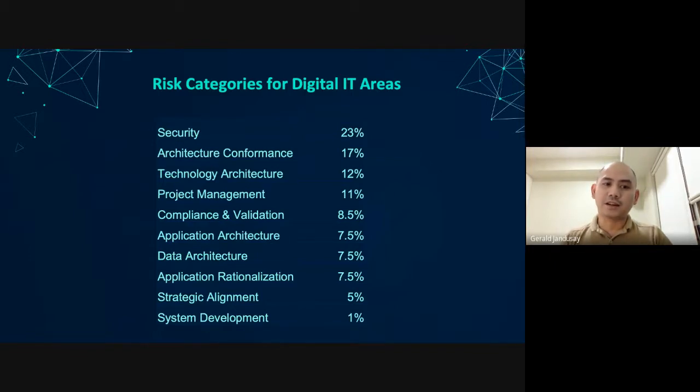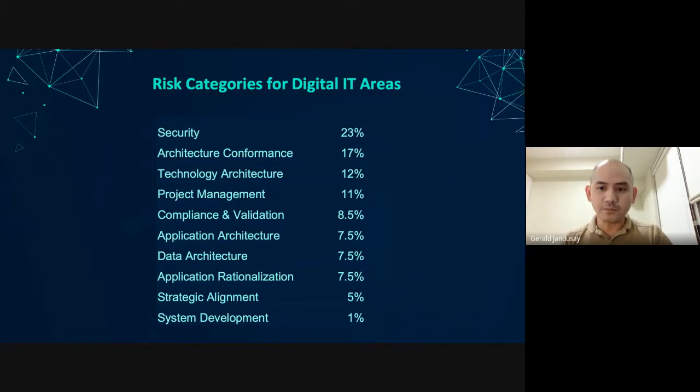So we have here the security, which pertains to the information security, privacy, cybersecurity, security architecture, security solutions, user authentication, and access control in digital IT systems. The second highest is the architecture conformance. So this is the risk mainly connected with solution architecture conformance for digital IT systems in terms of the business, the process, technical, and the sourcing strategy.